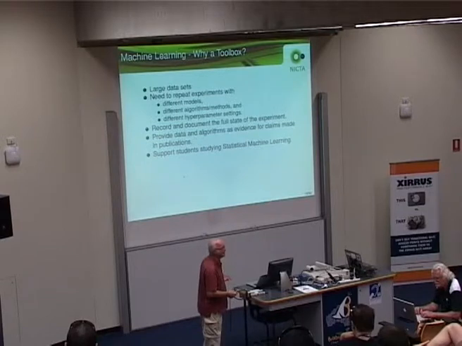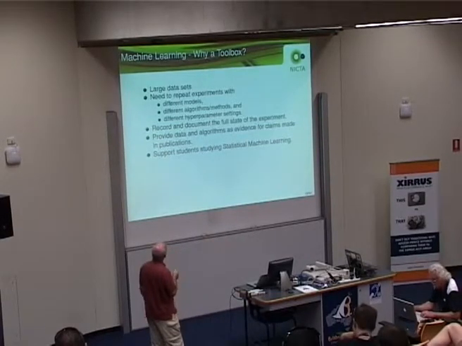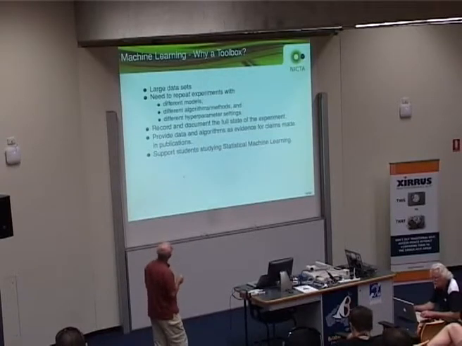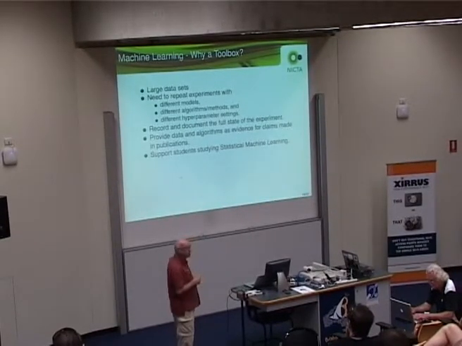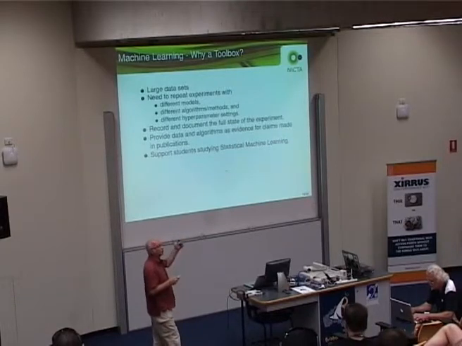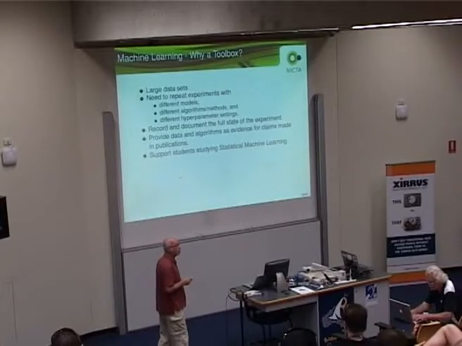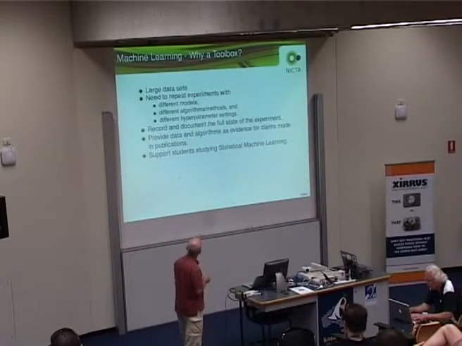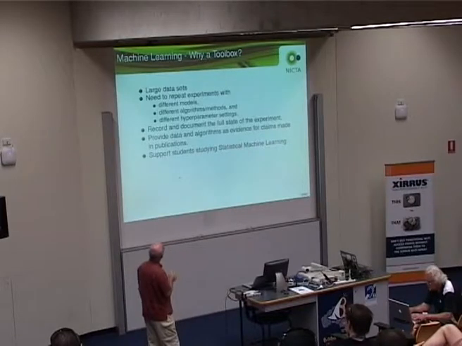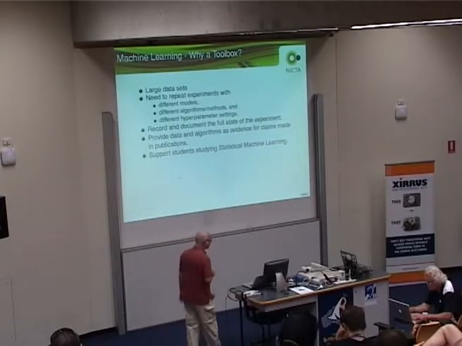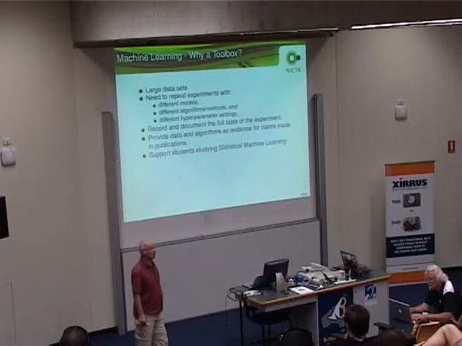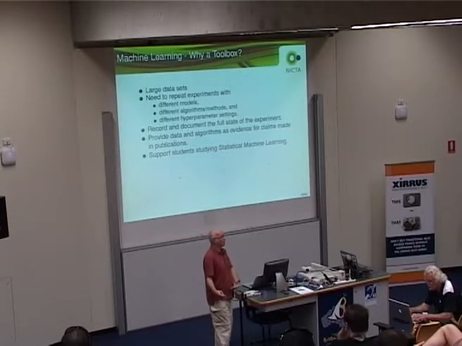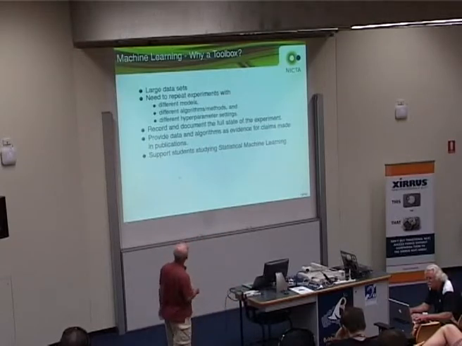You do experimenting with different models. You have to try different algorithms, different methods. And you also have to deal with different hyperparameters. The hyperparameters are parameters like, for instance, the order of the polynomial. You have to set it from the beginning. You are not learning that from your data. And then, of course, if you do a lot of experiments, you have to record and document the results. And if you publish a paper, you also have to make sure that you're able to prove that what you have claimed in your paper has really been done. And one good way is, of course, to have the code available and the data available.